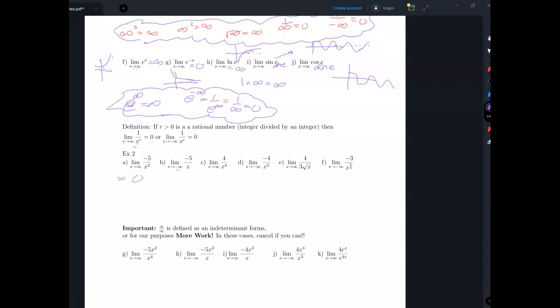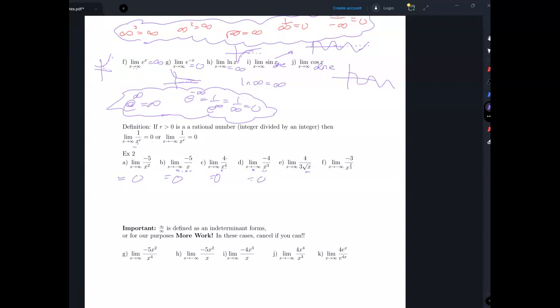This is negative 5, and I put in a negative infinity. So I have negative 5 over negative infinity. So that's 5 over infinity. That's 0. If I have infinity to the 4th power, that's infinity. 4 over infinity, 0. Got to be careful with these negatives, so thinking about it. So put in the negative, cube the negative infinity. So that's a negative infinity. So I would end up getting positive 4 over infinity, still 0.